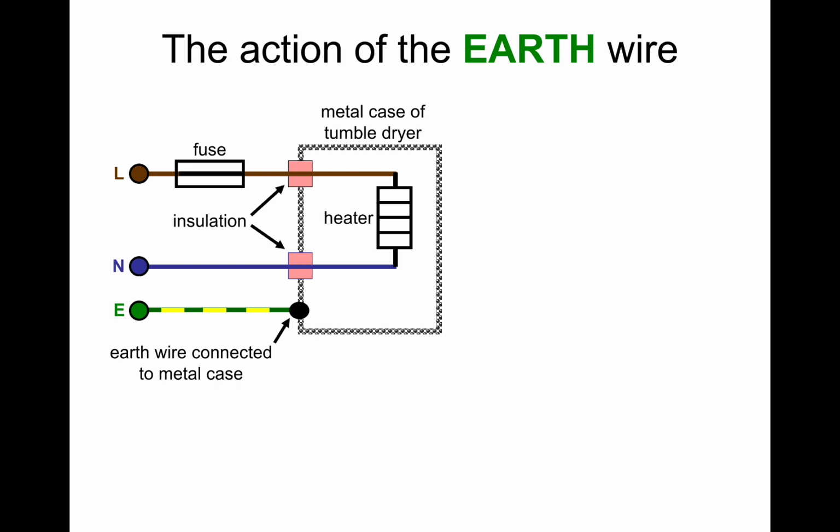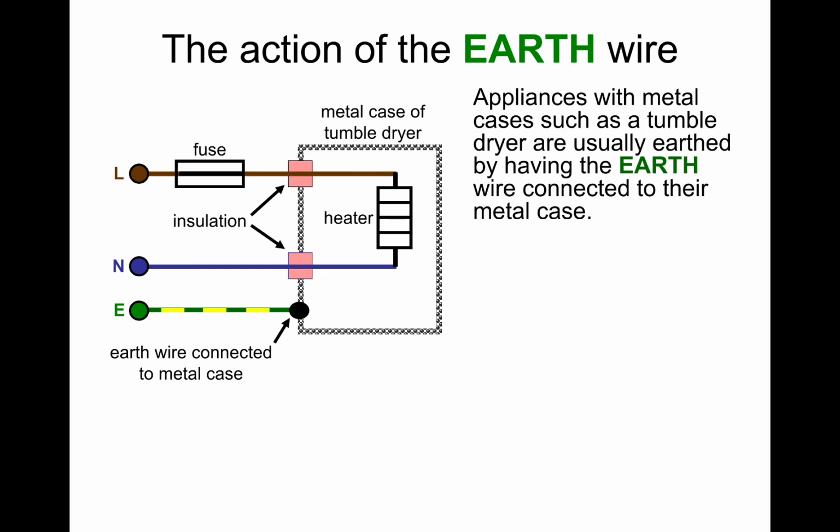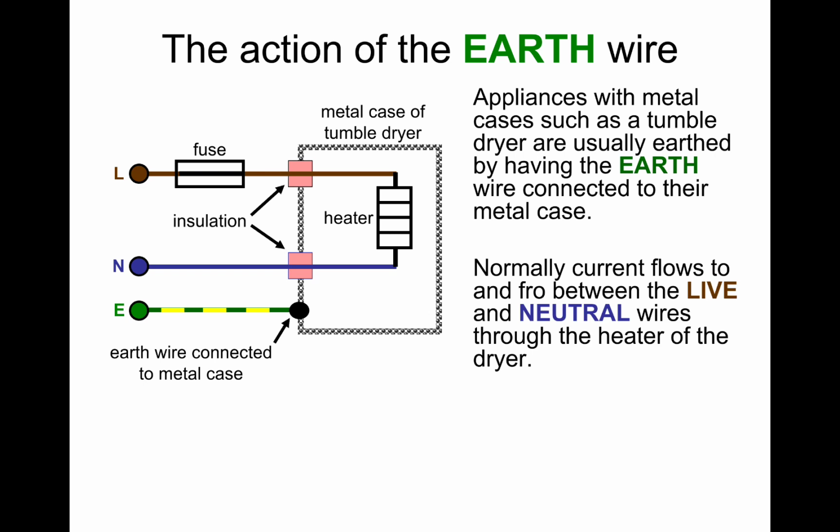So we talked about the earth wire in another lesson that was previously done. Might want to make some extensive notes on this one. So appliances with metal cases such as a tumble dryer are usually earthed by having the earth wire connected to the metal case, as you can see on this diagram. Normally current flows to and fro between the live and neutral wires through the heater of the hairdryer. So the metal case is at 0 volts and at the moment is safe to touch.